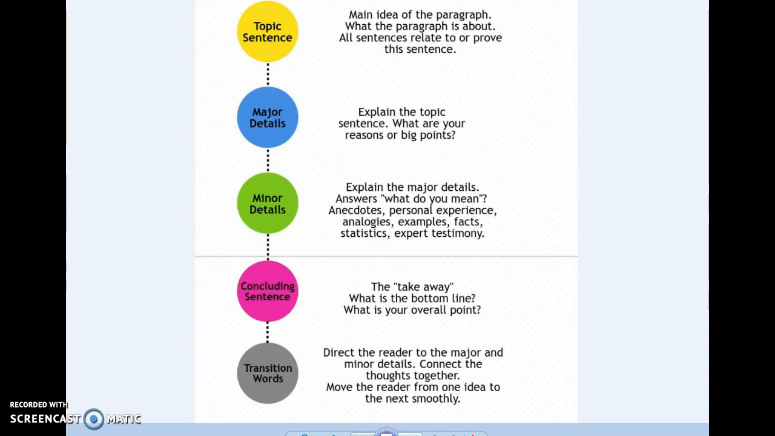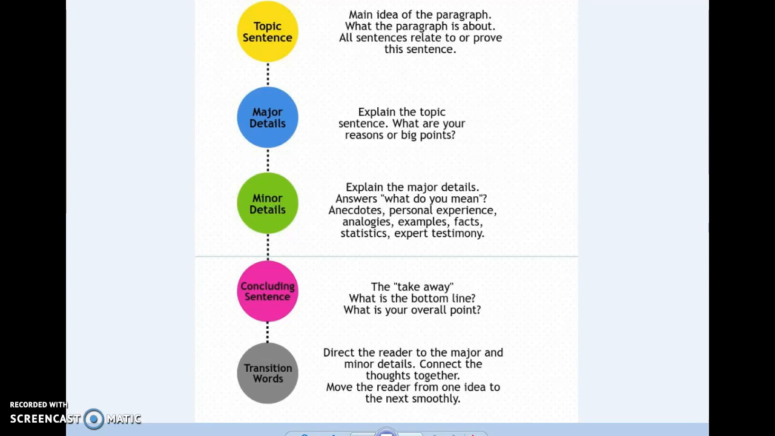The major details are the reasons that prove the topic sentence. They tell the why or the how of the topic sentence. In other words, why do you believe what you believe? State these in the major details.